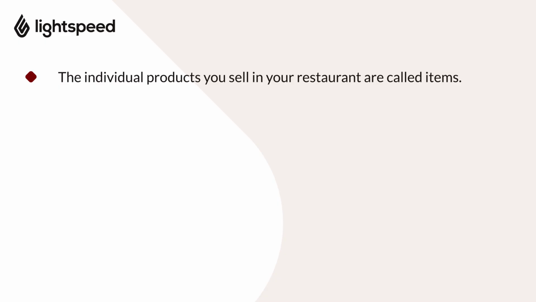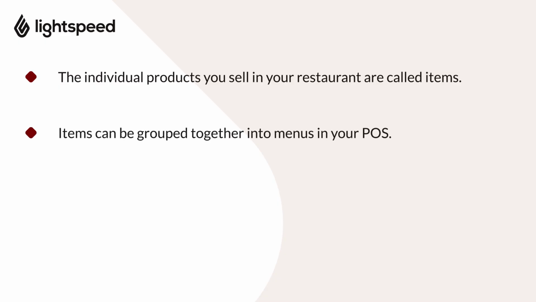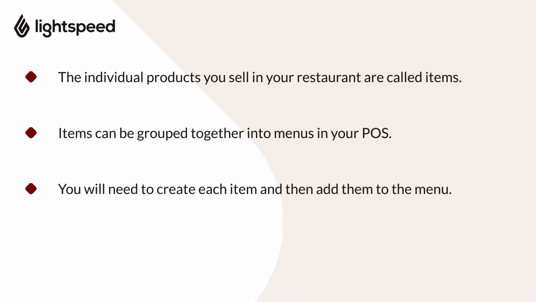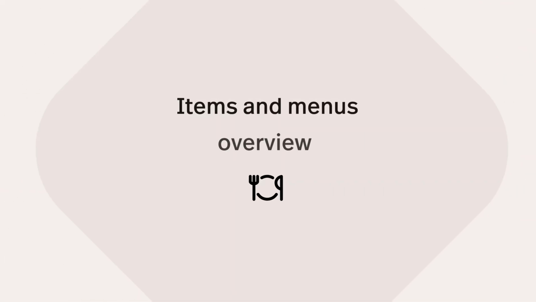The individual products you sell in your restaurant are called items in K-Series. And those items can be grouped together into menus in your POS. For example, if you run a supper menu, you'll need to create an item for each main dish, side, and drink available, and then add them to the supper menu. Let's get to building your first menu. To do that, we'll need to start by creating the items that make up your menu.